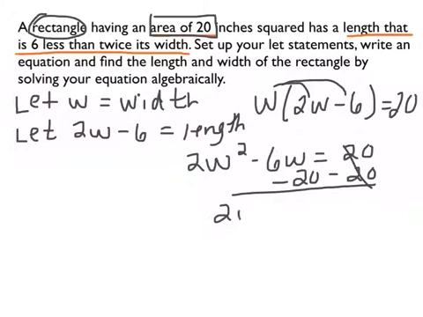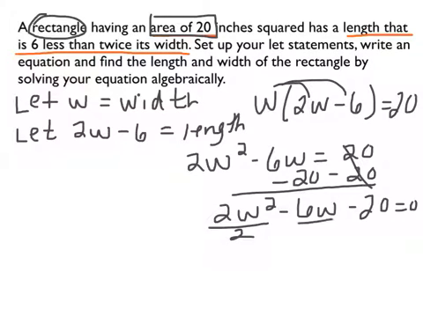So I'm going to have 2W squared minus 6W minus 20 equals 0. Now when we get to this part of the problem, you have to take a look and see what I have. I have to notice that I have an A that is greater than 1, so I have to see if I can pull a GCF of 2, which I can. So I'm going to divide by 2, divide by 2, divide by 2.